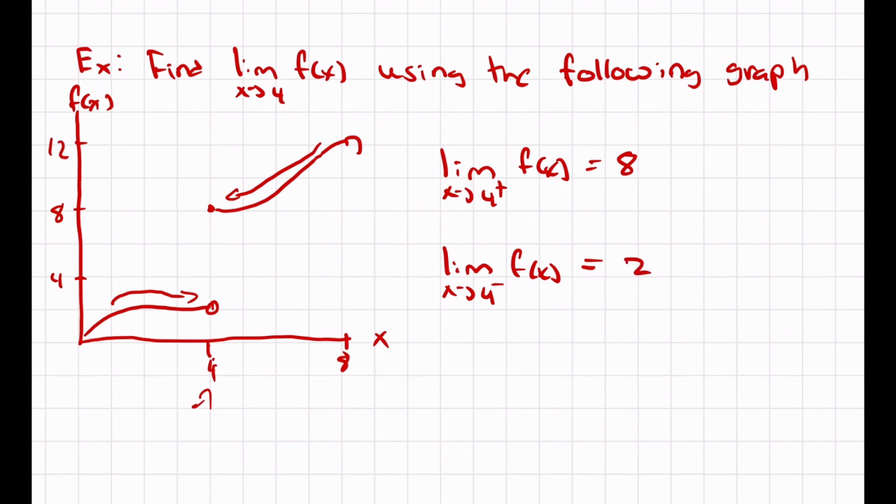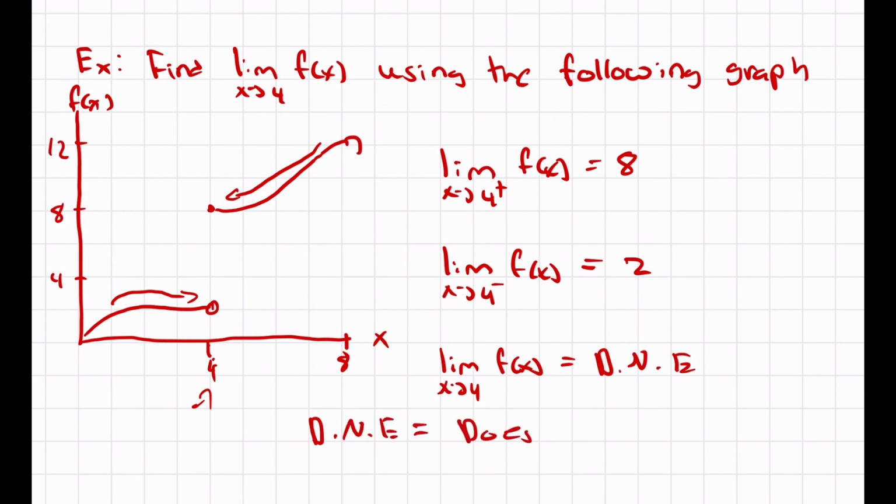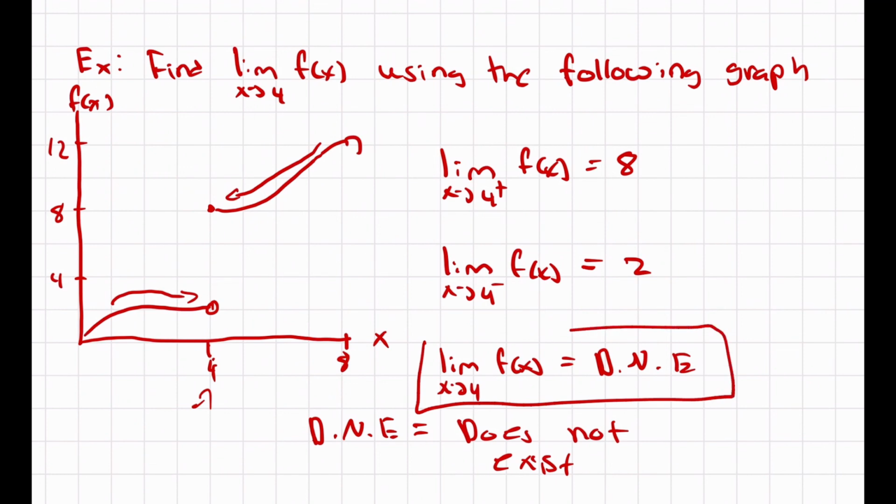Now, in order for a limit to exist, the right-handed side needs to be equal to the left-handed side. 8 and 2 are not equal. So what we would say is that the limit as x approaches 4 of the function f of x is going to be DNE, and what DNE represents is does not exist. So our answer is that the limit as x approaches 4 of the function f of x does not exist.